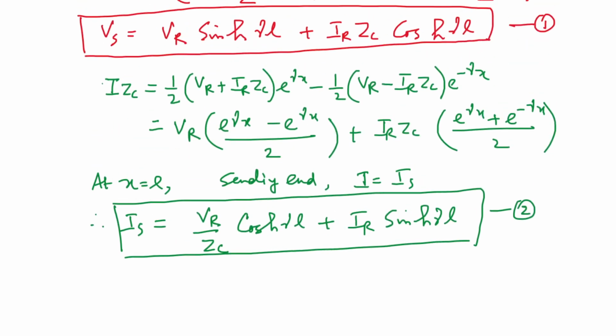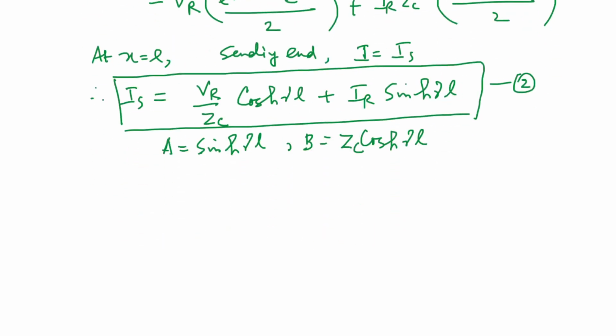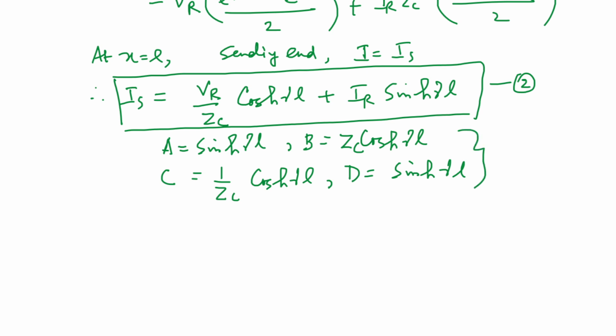So if you compare these two, we can have A equal to cos hyperbolic gamma L. Now Vs is equal to A VR plus B into IR, so B should be equal to ZC sin hyperbolic gamma L. And C, where IS is equal to C VR plus D IR, should be 1 by ZC sin hyperbolic gamma L, and D is equal to cos hyperbolic gamma L. So these are the ABCD parameters for long transmission lines when we consider the distributed parameter model.